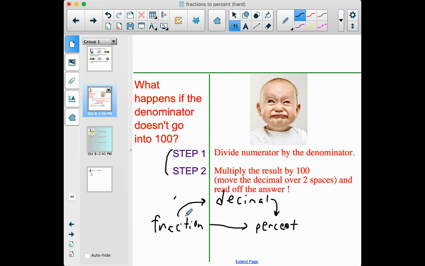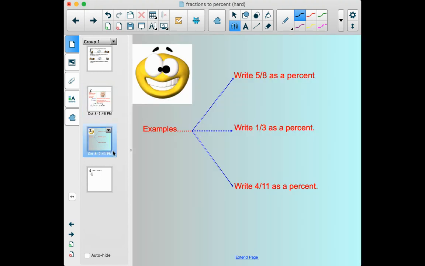So these steps are steps we've already learned. We learned this to turn a fraction into a decimal, and this to turn a decimal into a percent. We're just putting them together to go first to the decimal, then to the percent. So let's look at an example. 5/8 is an example. There is no easy number you can multiply 8 by to get 100. If you're willing to go into decimals, you could find a number, but it's not a nice whole number. So we're going to go the other way.